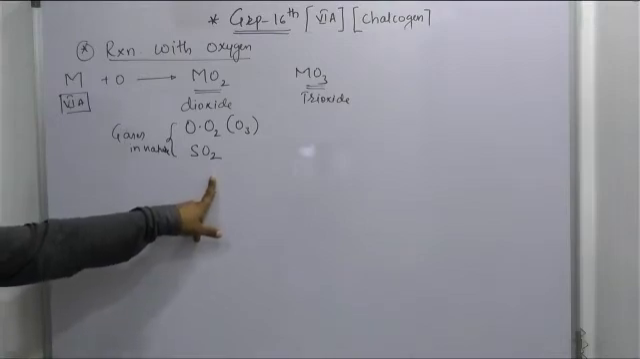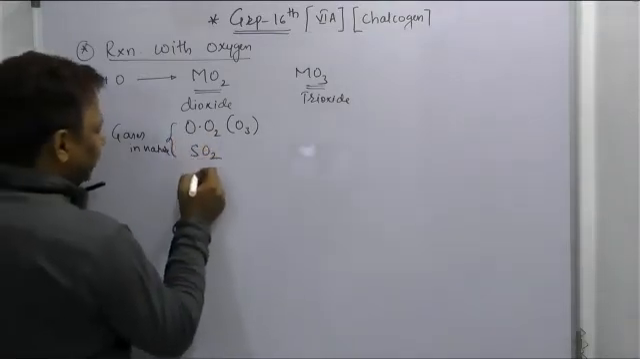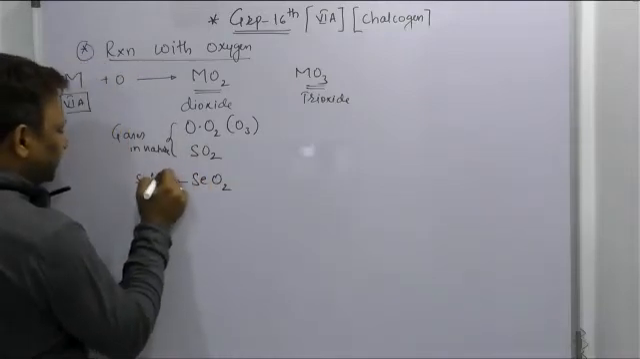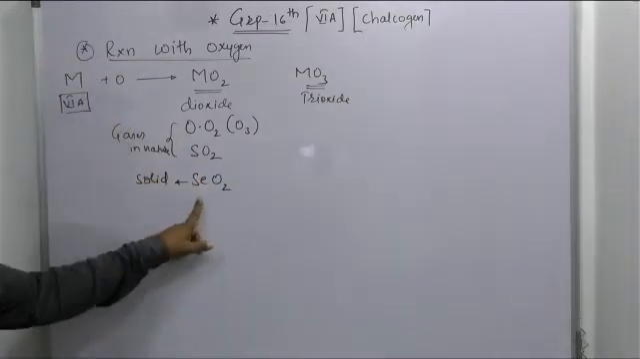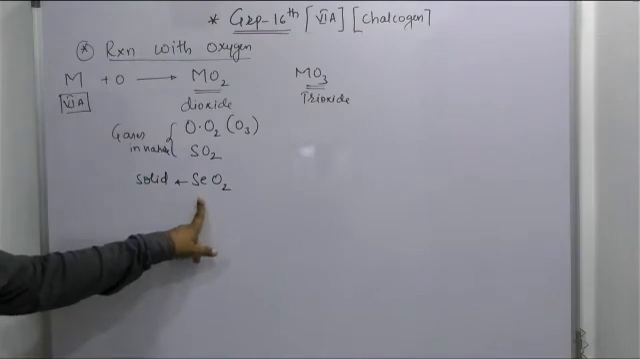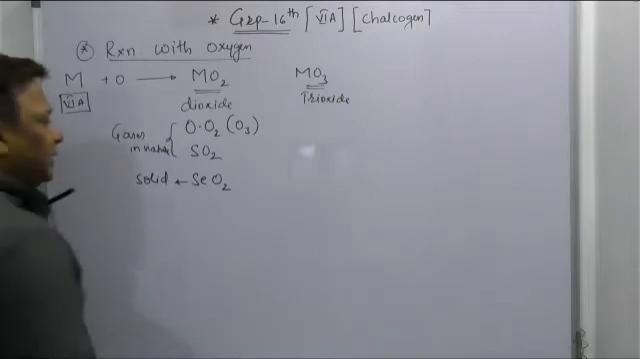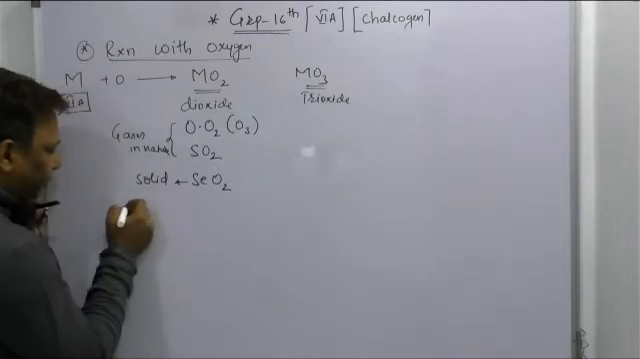But selenium dioxide, SeO2, is a solid in nature. Now, the reducing property of these dioxides we'll see here. What happens to the reducing property of the dioxide? It decreases down the group. So I should write one more point here.